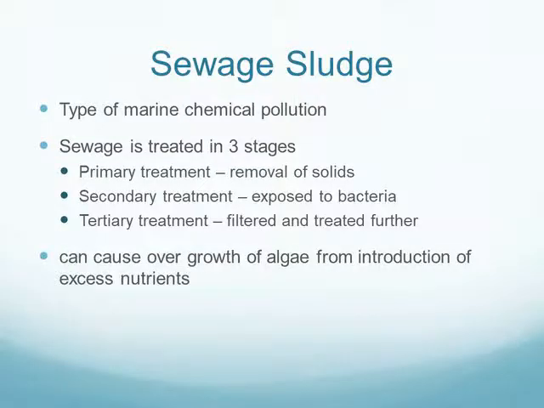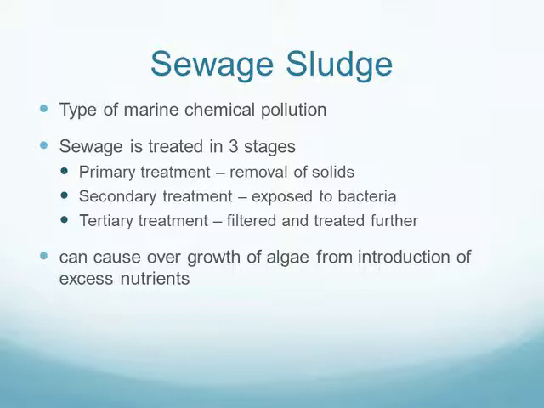All right, now sewage sludge. Oh yeah, here we go. So sewage sludge is a type of chemical pollution into the ocean because it's introducing nutrients into the ocean, right? I mean, aside from the fact that you may have an occasional floater here and there, it's really just the fact that it introduces an excess of nutrients into the ocean.